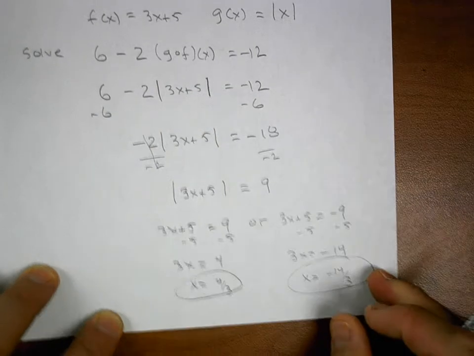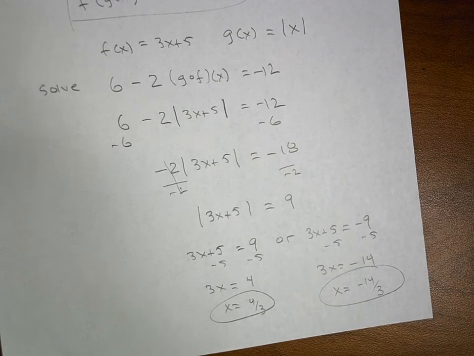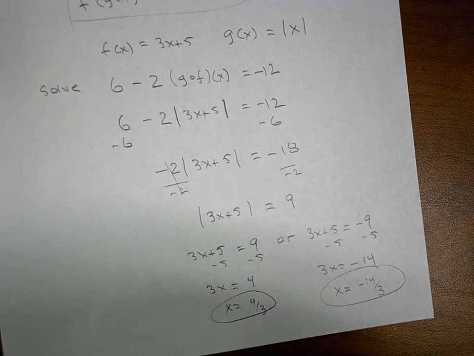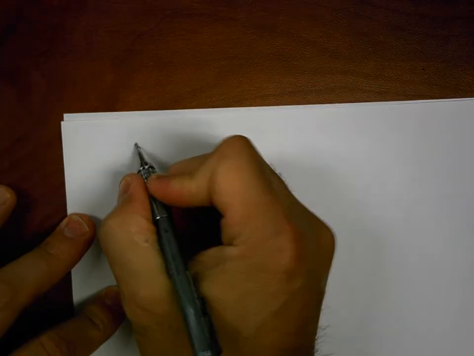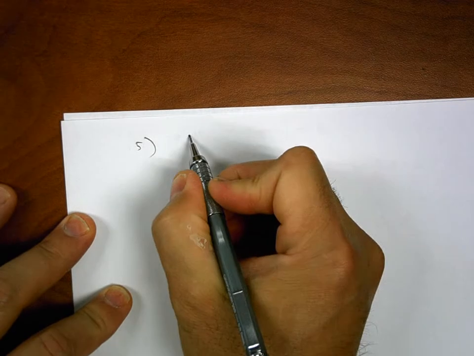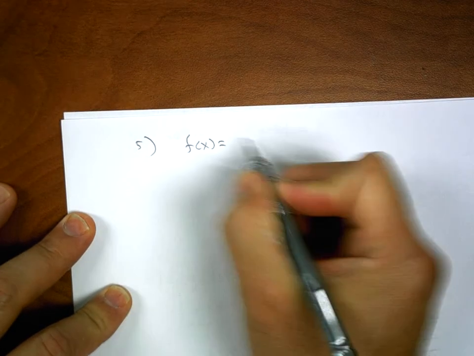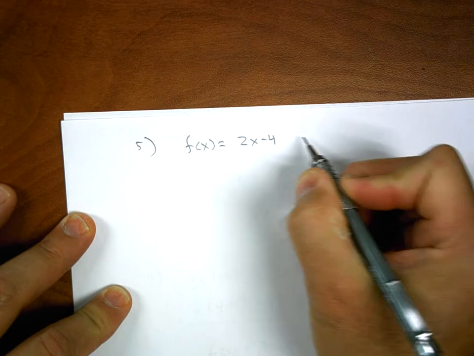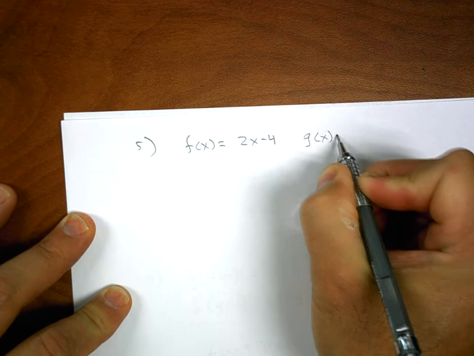Okay, a couple more I need to look at here. So number 5: f of x equals 2x minus 4, and g of x equals absolute value of x.